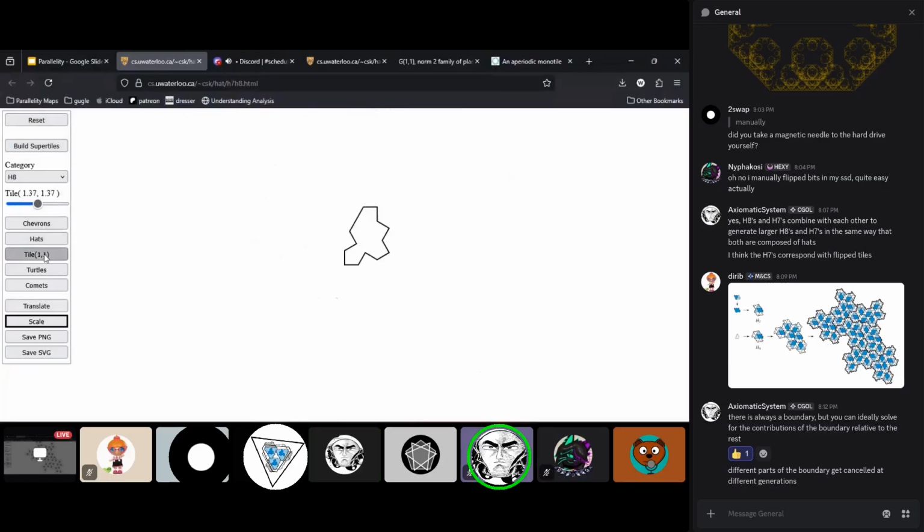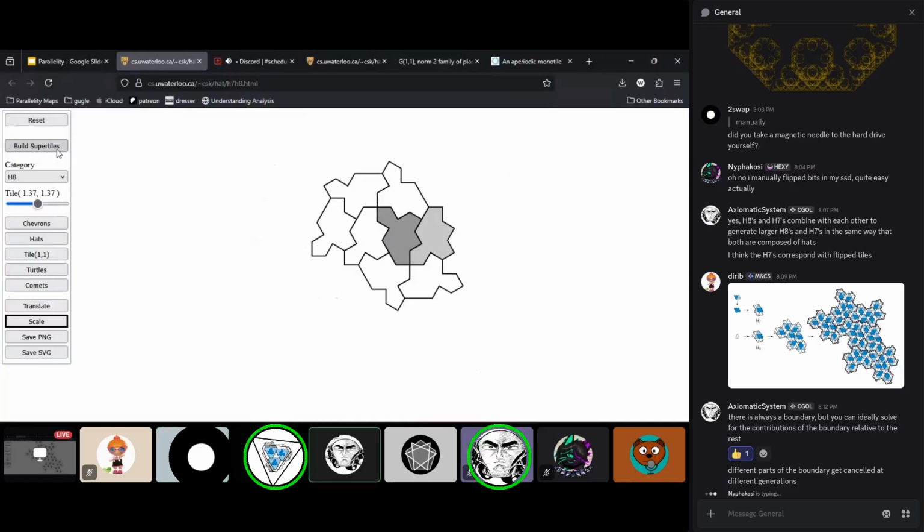Bring up generation 1 of either tiling for a second. Sorry, one step beyond the single tile. Perfect. Yep. One iteration.